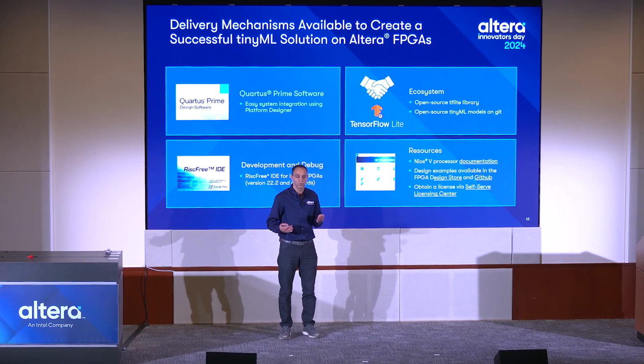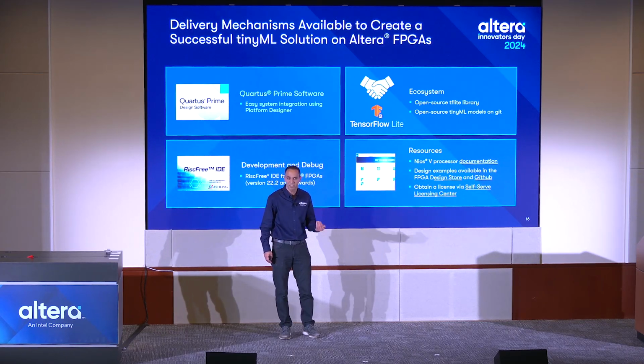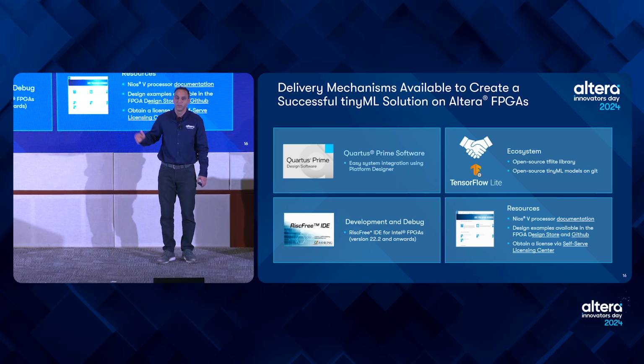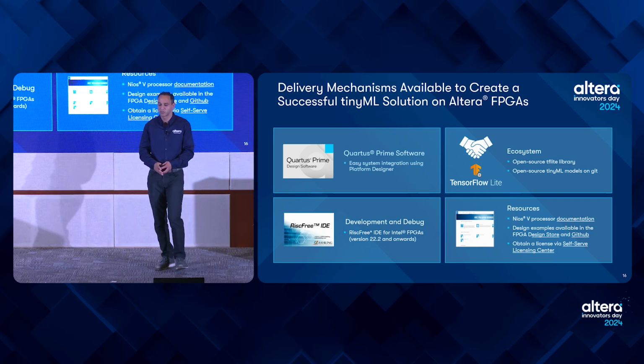So there are a bunch of different tools and delivery mechanisms to create a successful TinyML application in our devices. Obviously, we have the Quartus Prime software, but within that is Platform Designer, where you set up the Nios 5 or the ARM-powered processor. If you work through the white paper, we use the RISC-V IDE as an IDE and debugger. It's a totally free set of tools. It supports the Nios 5 RISC-V instruction set processor. And then we have a whole ecosystem of the stuff that comes from TensorFlow, which is all open source, the TF Lite libraries, the TF Lite Micro library, those things I was describing.